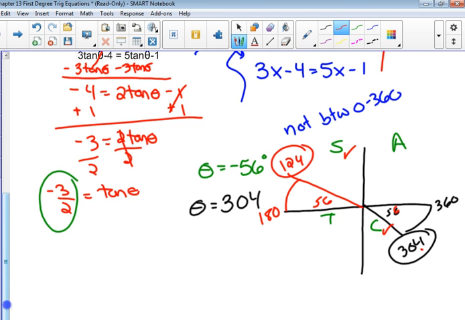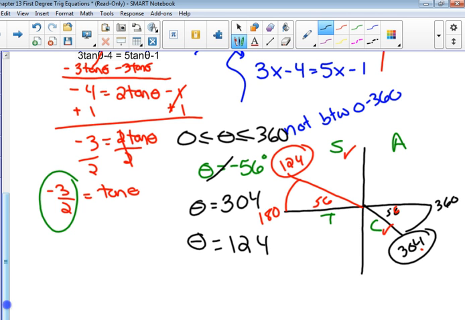Okay. So we have two possibilities here. We have theta equals 304 and 124. And we don't want to use that -56 because it's not between the 0 and 360, which is what we wanted. So that -56 was important because it's the reference angle, but we're not going to take that as our final answer because it's not in the interval. So the ending part is where the tricky stuff happens. You guys have to remember to check your quadrants to figure out your other values.